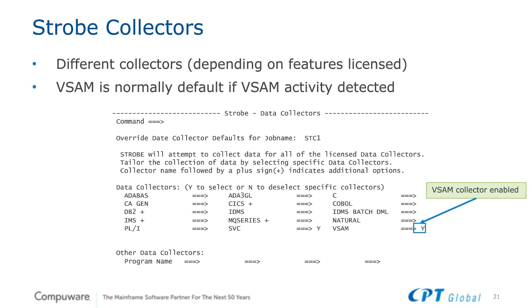And actually it's interesting, if you hit PF1 from that data collector screen, it'll tell you whether it was automatically switched on or not. So if you're not really sure, go to the data collector screen, hit PF1, and it'll tell you the good oil.